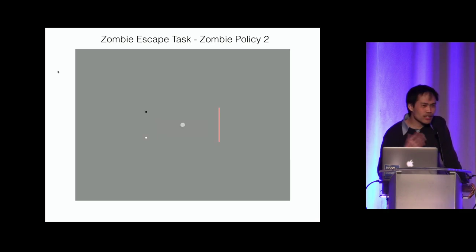And what you can do is you can do fun stuff like varying the zombie policy. So this is a slightly smarter zombie who goes to the agent who's closest to the goal. So you try the same strategy, it fails now because the zombie switches directions. Any idea how to win against this zombie? Well, it's possible by alternating who is closest to the goal.